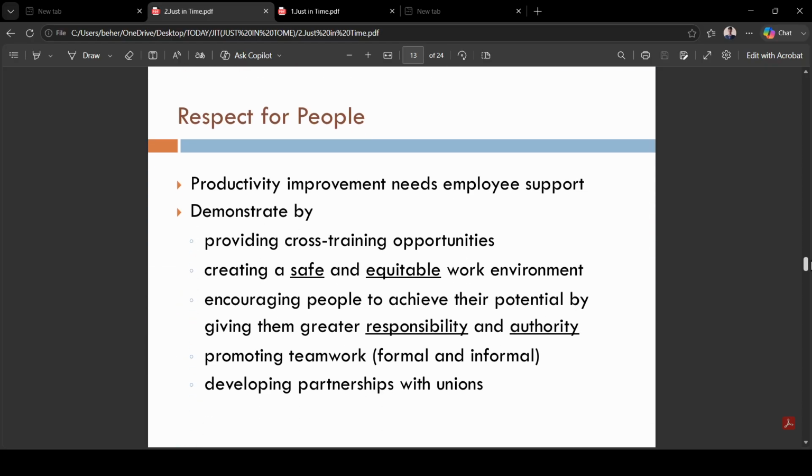Respect for people: productivity improvement needs employee support, demonstrated by providing cross-training opportunities, creating a safe and equitable work environment, encouraging people to achieve their potential by giving them greater responsibility and authority, promoting teamwork, formal and informal, and developing partnership with the unions.